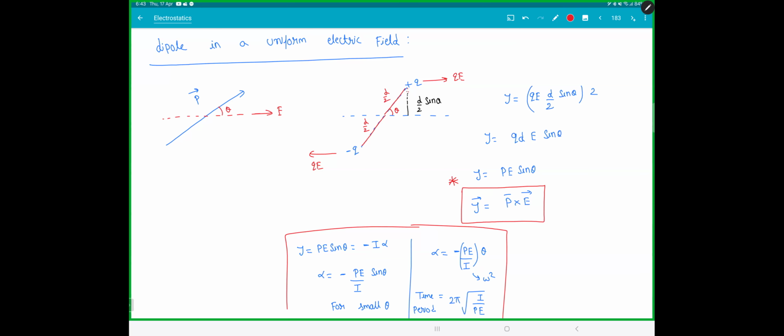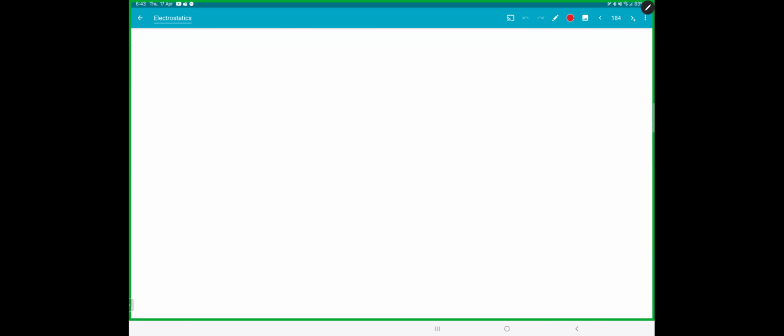Clear, everyone? Now, if there's a torque and a force, there'll also be energy involved. So see, if it's this dipole, this is z bar and this is theta, the work done by external force will be integral torque d theta.